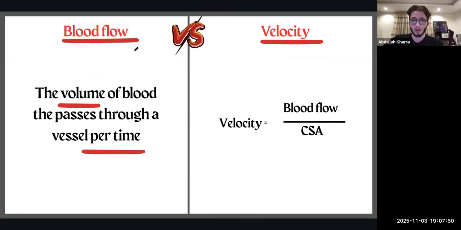Velocity, on the other hand, is the blood flow divided by the cross-section area because we're trying to get the speed. We're trying to see how fast blood is flowing through this. Blood flow is the volume and velocity is the speed. That's a pretty good representation, honestly. But I want you to remember the cross-section area.